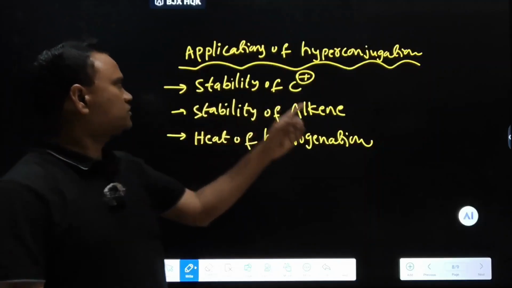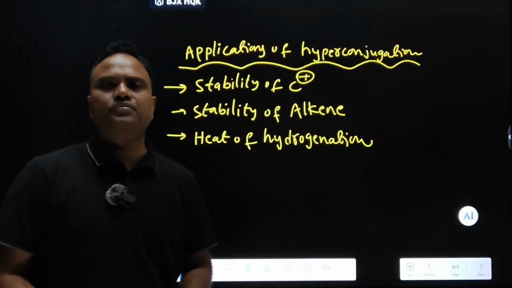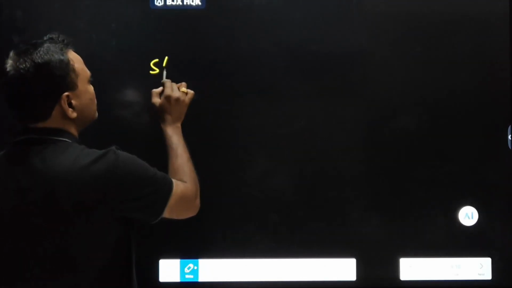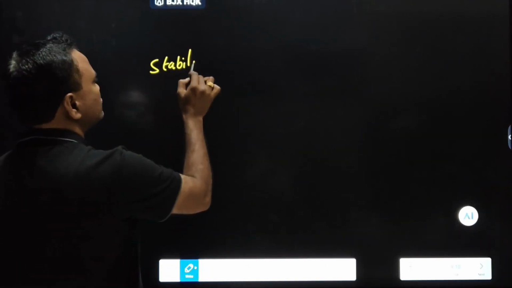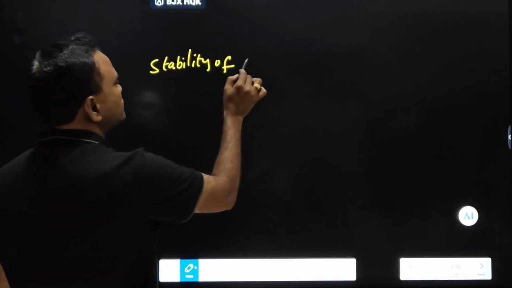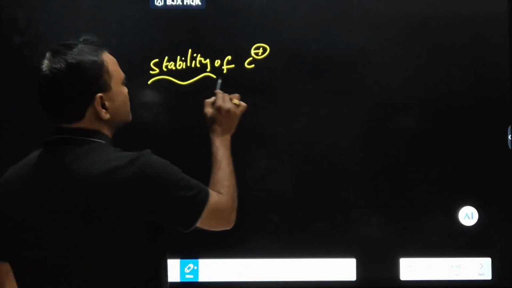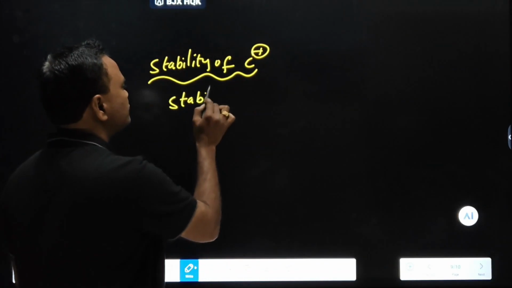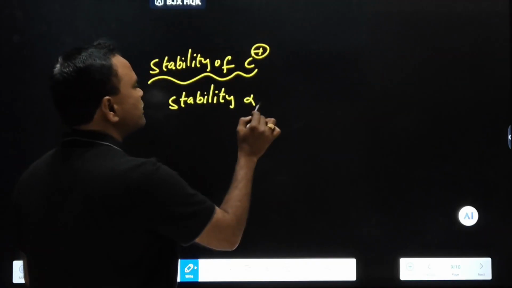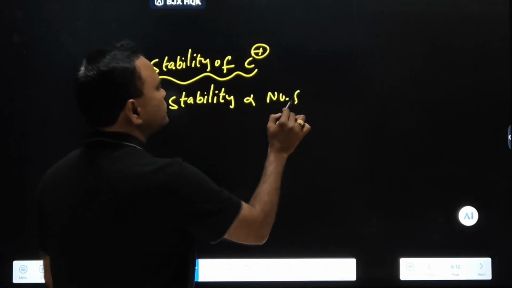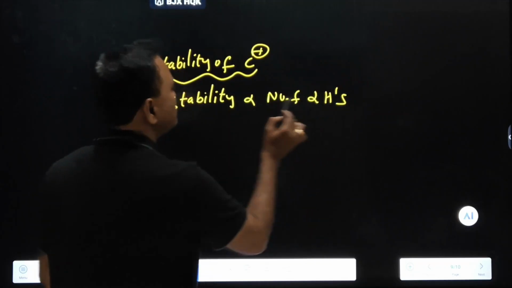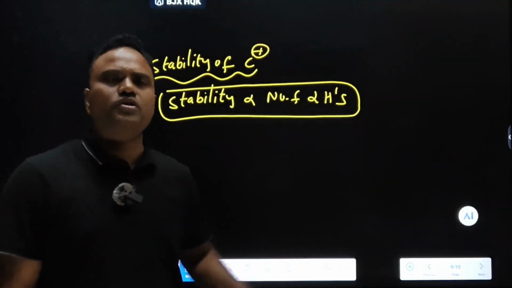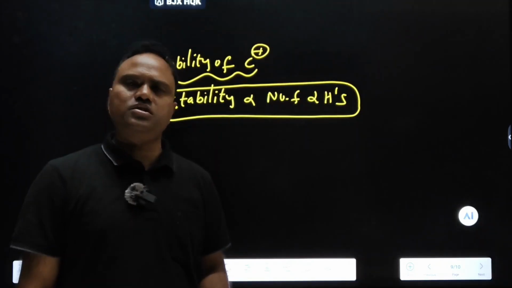First, let us discuss the stability of carbocations. Stability is directly proportional to the number of alpha hydrogens. You know how to find alpha hydrogens. Clear? If more is the number of alpha hydrogens, more will be the stability.